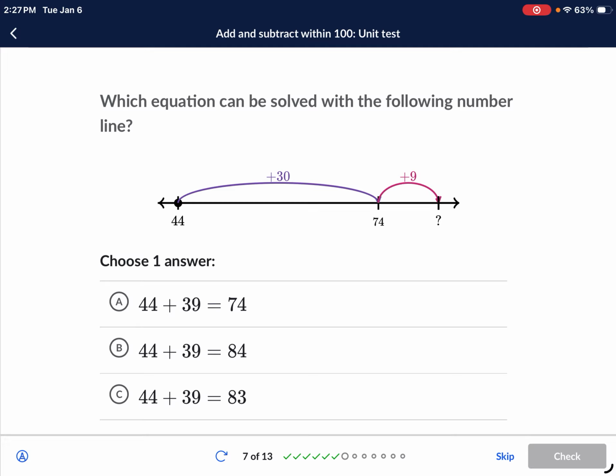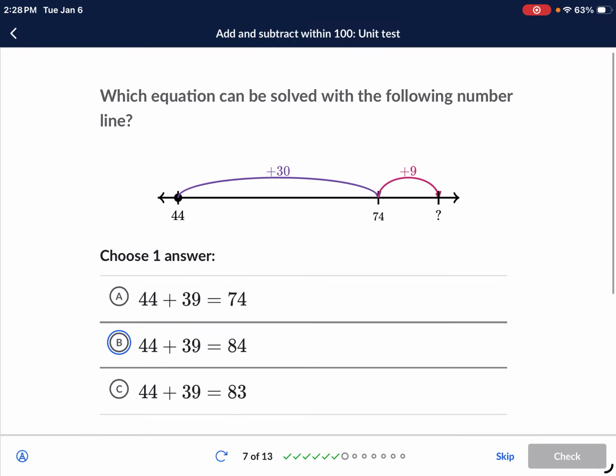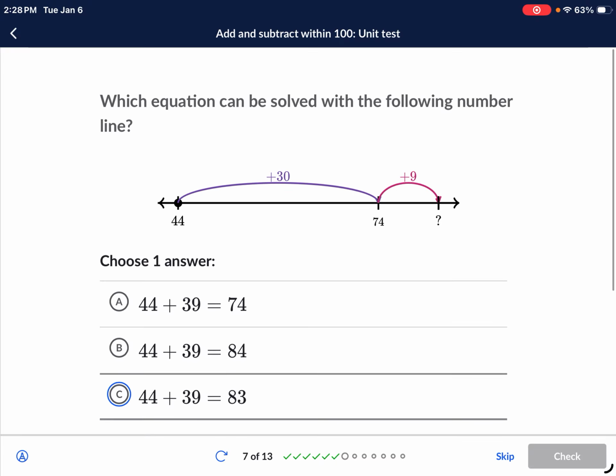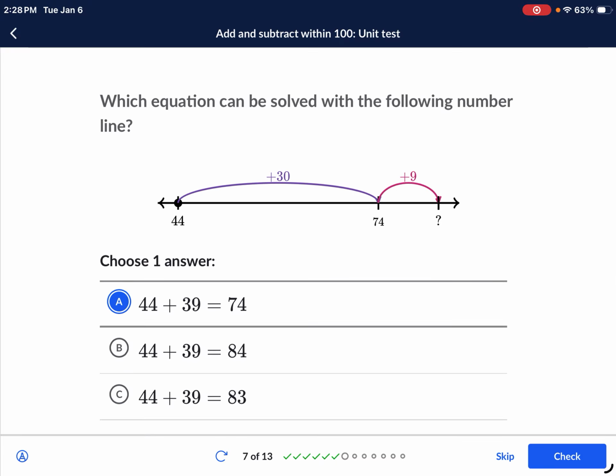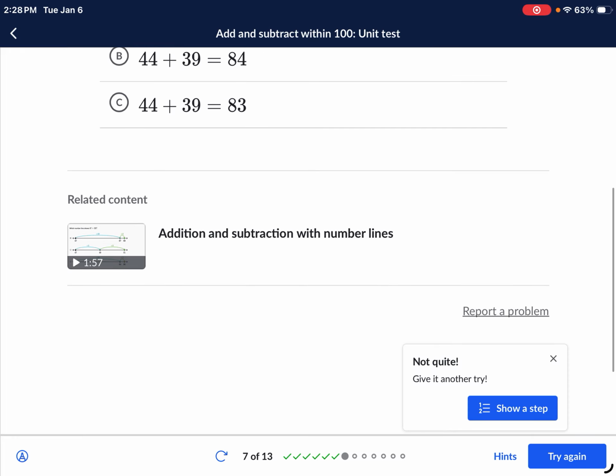But which equation can be solved with the following number? So it's 30. So 44 plus 30. And then these are all 9s here, so it's just 39. But so 44 plus 39 equals 74. So this is wrong and this is wrong, and basically both of them are wrong. So there's only one answer, and 74 is there, so it's correct. Nope, right? Why?